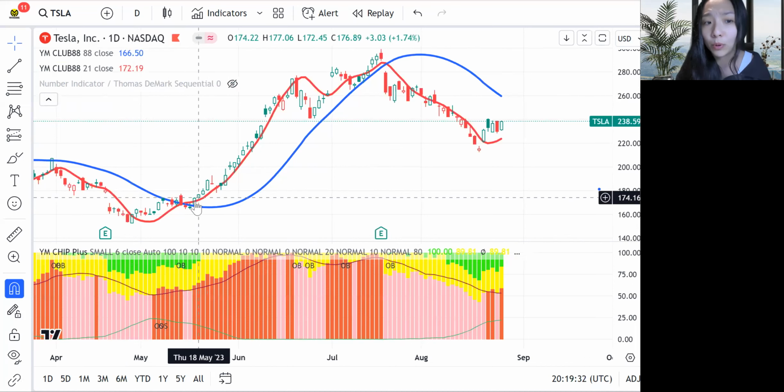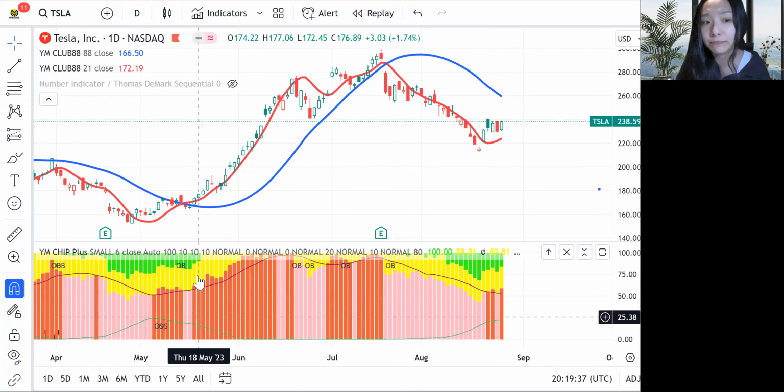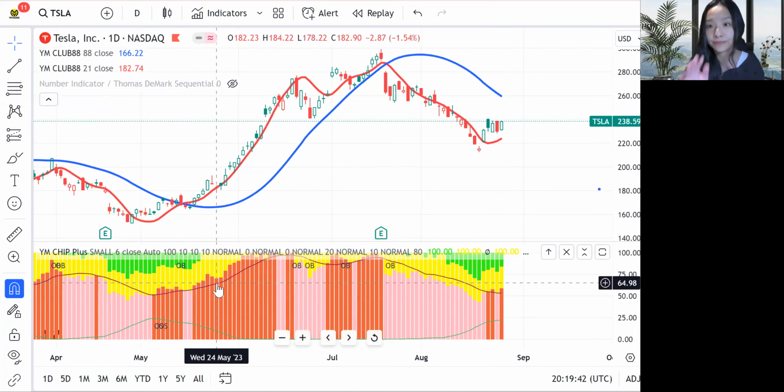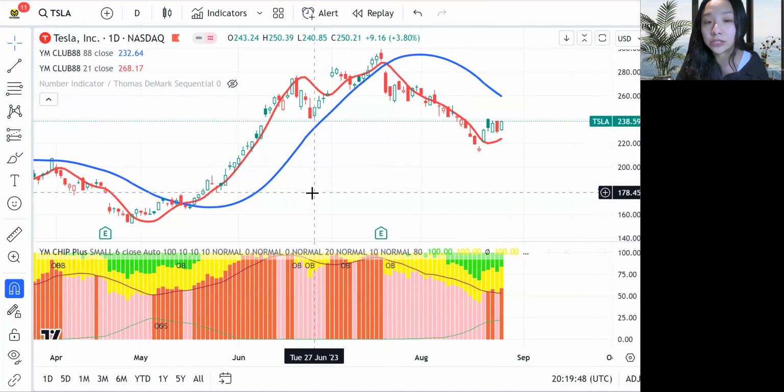They go above both lines, and then check this one, the cheapest, and the red goes above the purple line. Done. The purple is the moving average for this red bar. Okay, so very easy strategy.